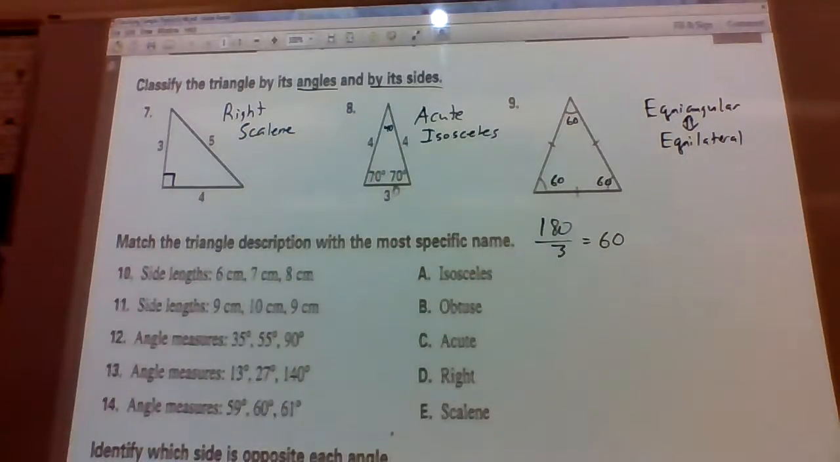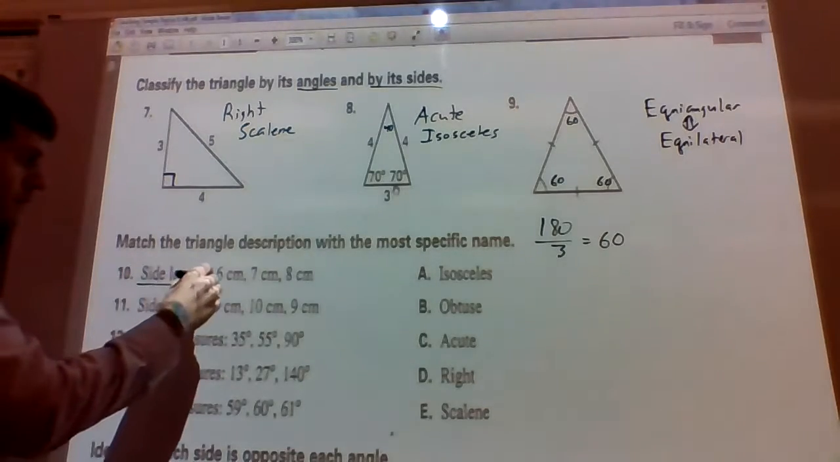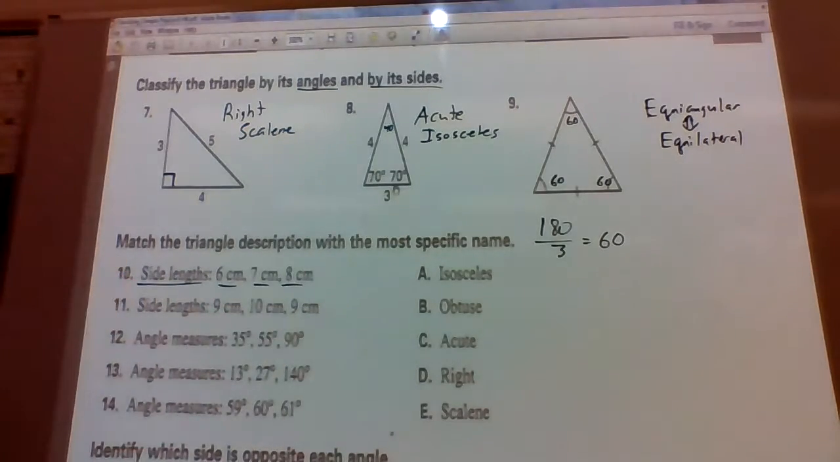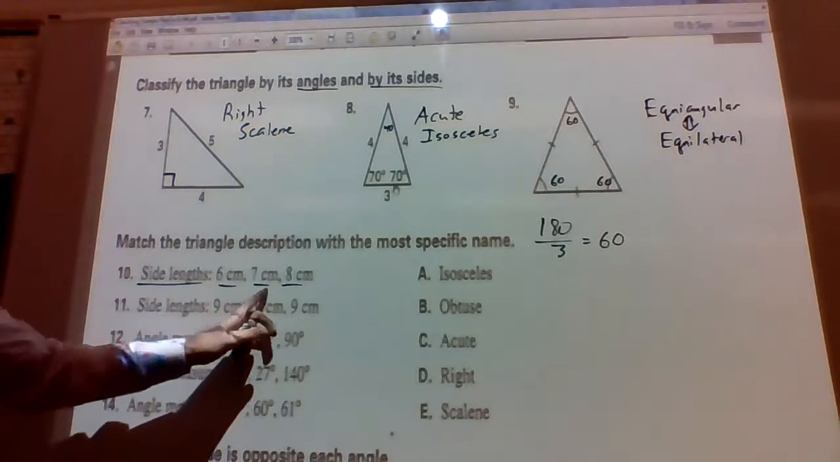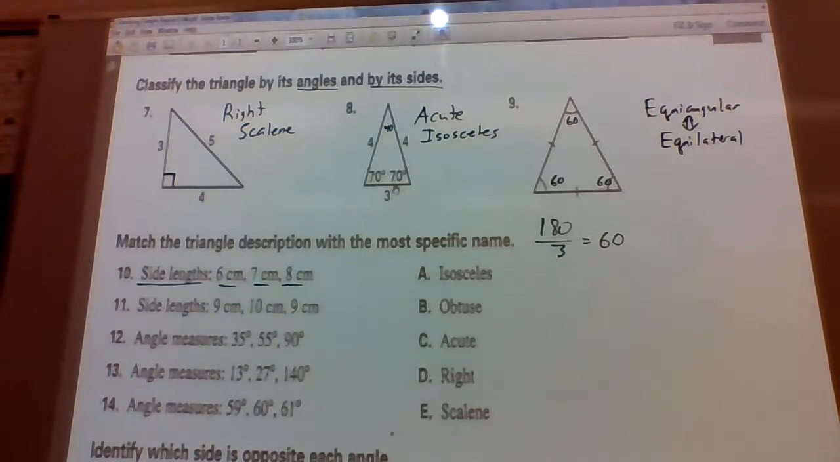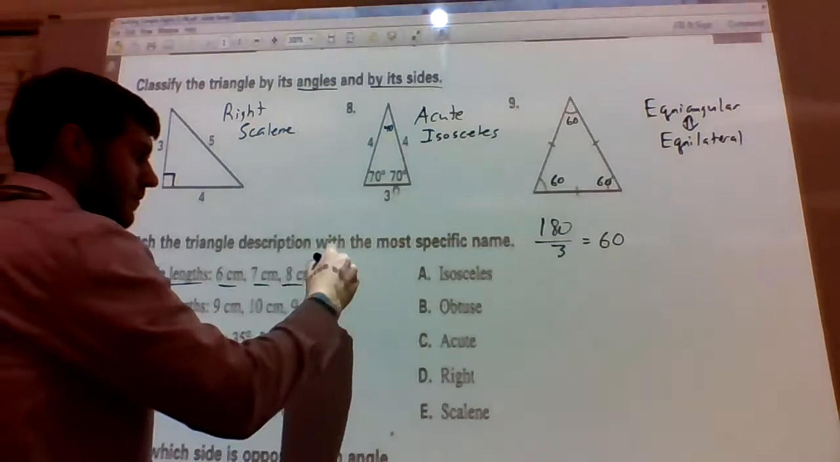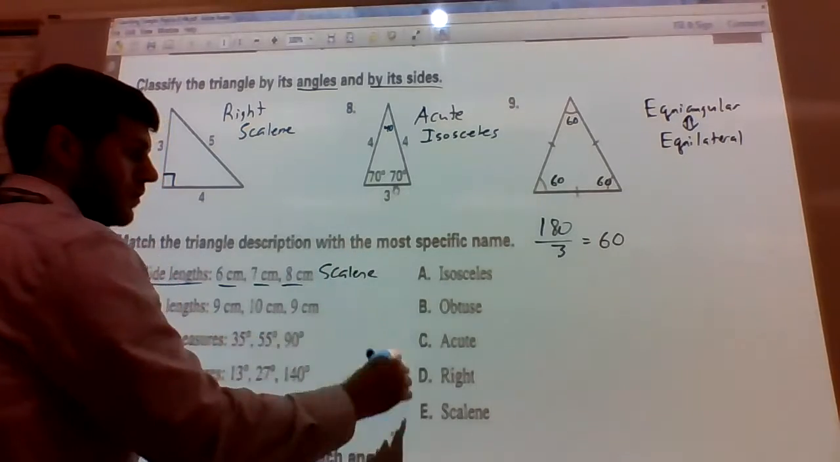Okay. So 10 through 14 is matching. So side lengths, 6, 7, 8. So it's side lengths. So we are either going to use scalene, isosceles, or equilateral. We notice that all three of these measurements are different. So it's got to be scalene, which is going to be choice E.